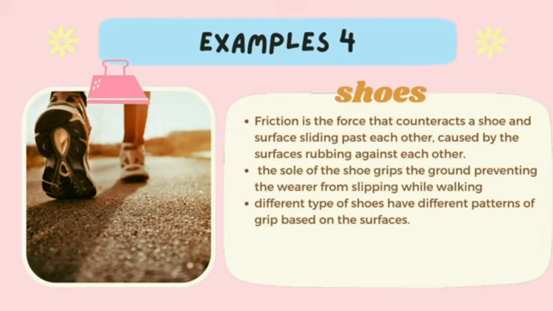Example 4 of friction is shoes. Friction is the force that opposes a shoe and a surface sliding past each other, caused by the surfaces rubbing against each other. The sole of the shoe grips the ground, preventing the wearer from slipping while walking. Different types of shoes have different patterns of grip based on the surfaces.